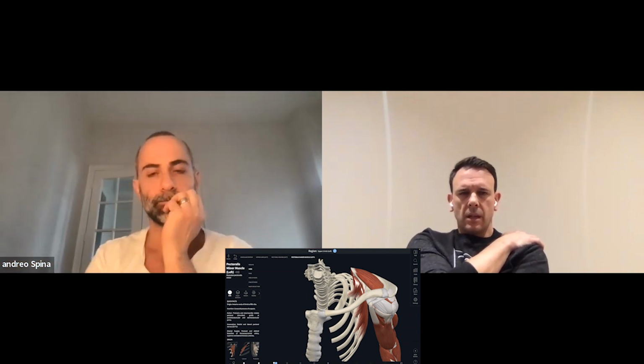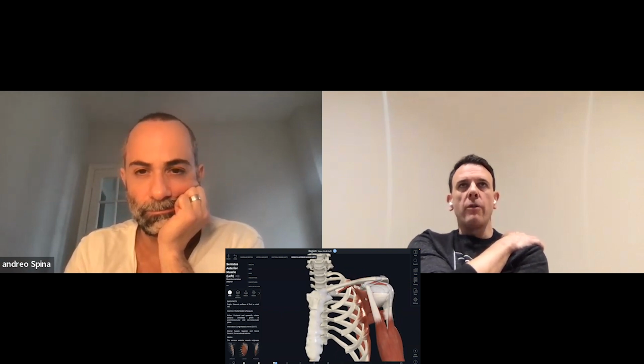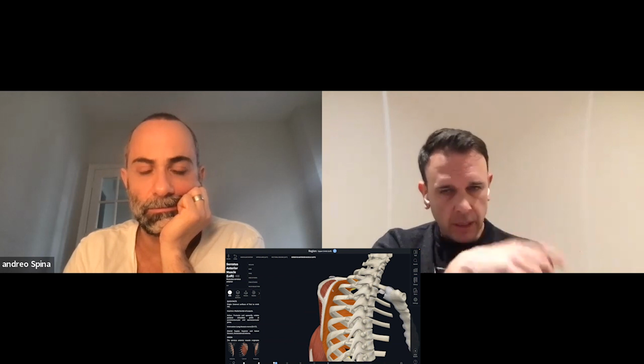So again, this is a non-synovial joint that isn't bounded by capsular tissue per se in the truest extent of capsular tissue.